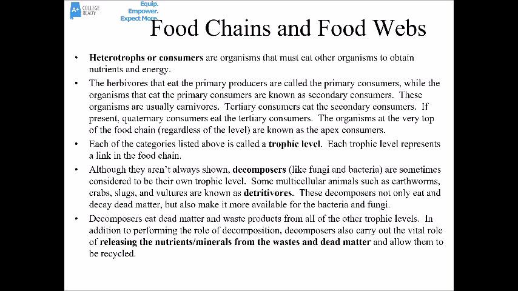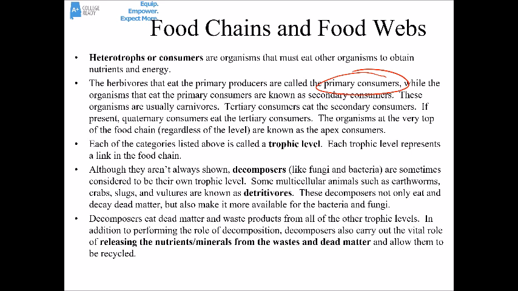Everything else in the food chain is a heterotroph or a consumer. These have to eat other organisms to get their nutrients and their energies. So the herbivores that eat the primary producers are the primary consumers. The organisms that eat the primary consumers are the secondary consumers. It's usually some kind of carnivore.